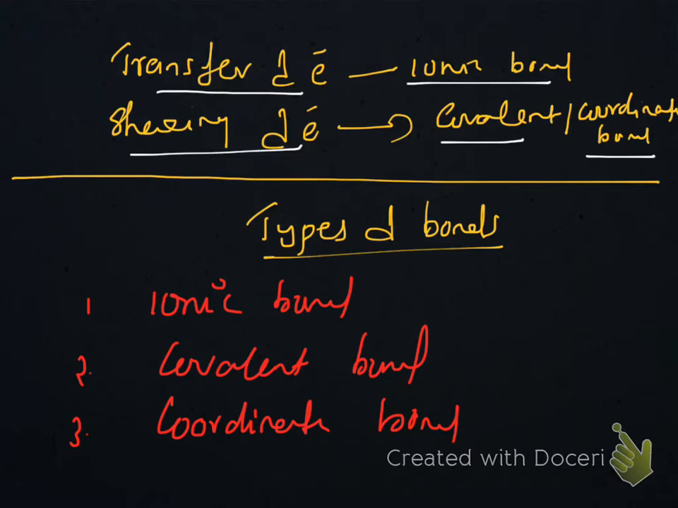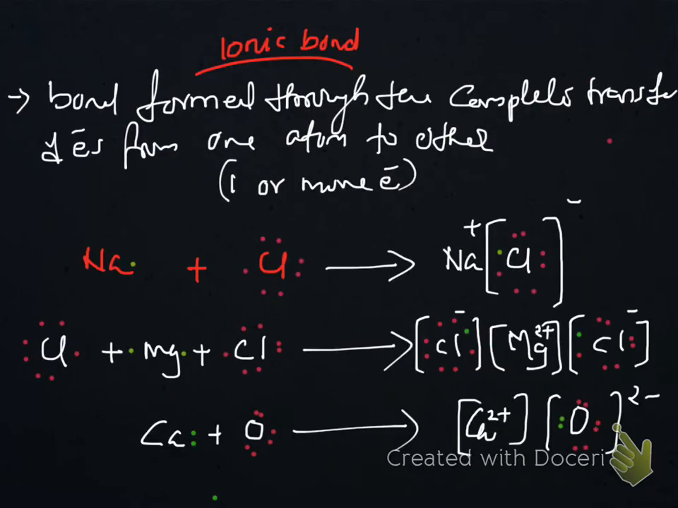Next session is types of bonds. Generally, chemical bonds are ionic, covalent or coordinate. We have to see them one by one. Ionic bond: it is the bond formed through the complete transfer of one or more electrons from one atom to another. The number of electrons transferred can be 1 or more than 1. There is no restriction.